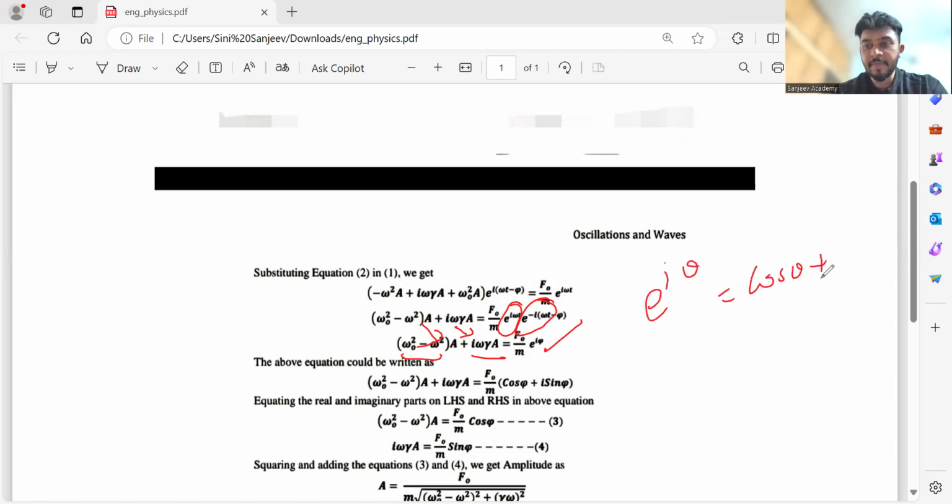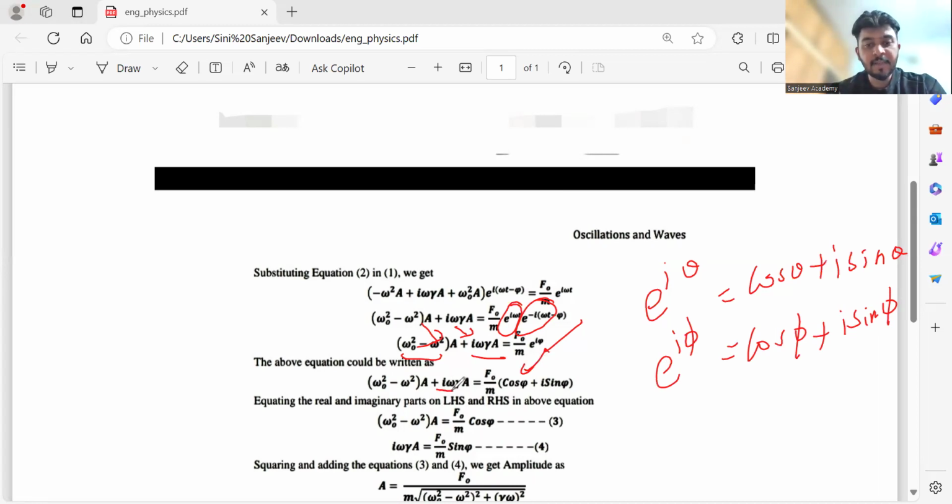And what is my e power i theta? Cos theta plus i sine theta. This we have studied in our class 11 complex numbers. Same thing in polar coordinates. Instead of theta, it is here e power i phi. So cos phi plus i sine phi respectively. That I'm going to put in place of e power i phi. That's all.